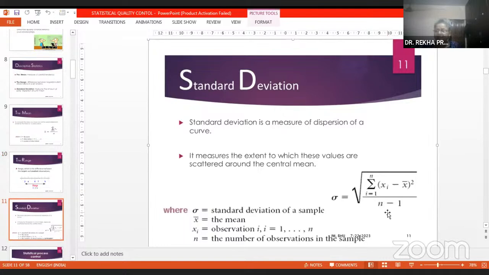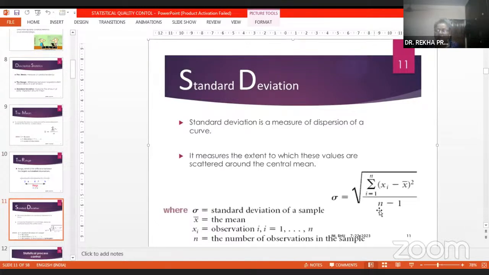When you are taking it for a sample, you lose 1 degree of freedom and you don't divide by n but by n minus 1. What do you mean by losing 1 degree of freedom? For example, suppose you want to hit out at someone, so you can use both the hands and both the feet, so you have 4 degrees of freedom. But suppose I tie up one of your hands or one of your legs, then you have lost 1 degree of freedom.